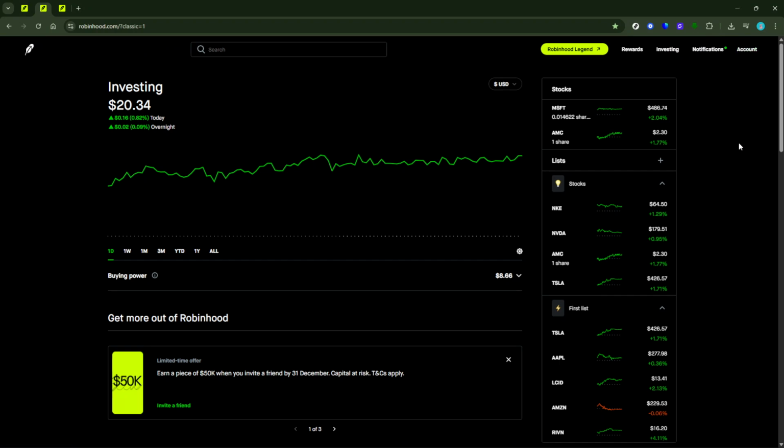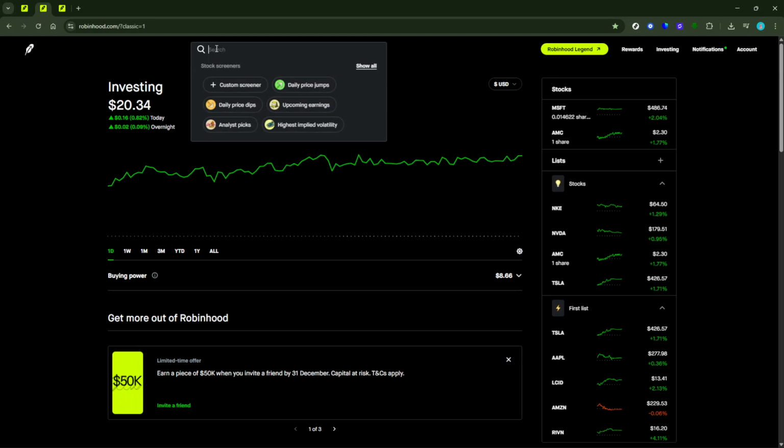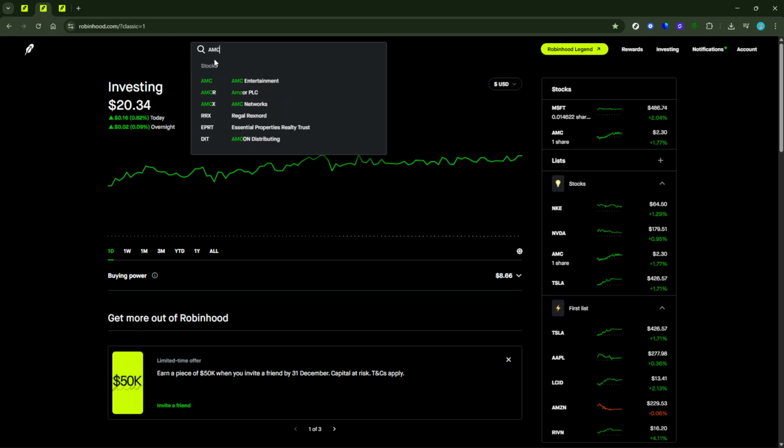If you already have a particular stock in mind, look towards the top of the page for Robinhood's search bar. Type the name or ticker symbol of the stock you want to check, and you'll see a list of results populate as you type. Click on the correct stock from the drop-down list to open its detailed information page.